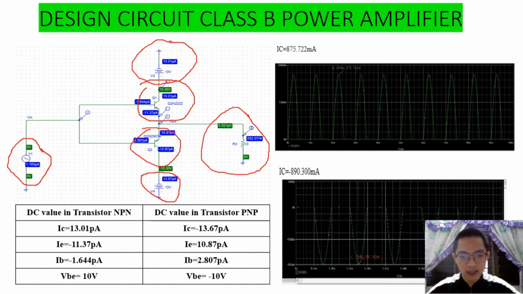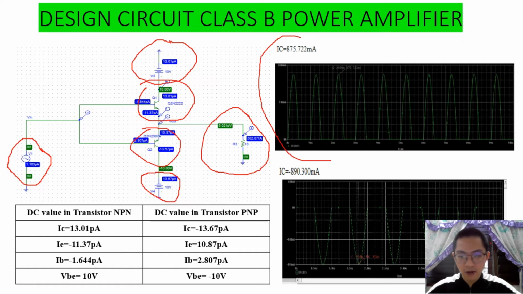On the other hand, in transistor PNP, we get the simulation result IC, collector current, negative 13.67 picoampere. IE, emitter current, we get 10.87 picoampere. And IB, base current, we get 2.807 picoampere, and VBE is negative 10 volt.